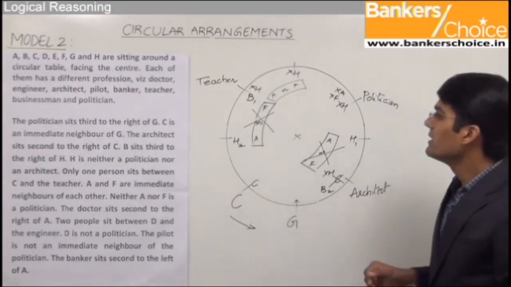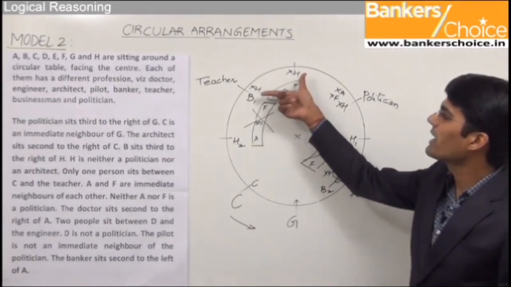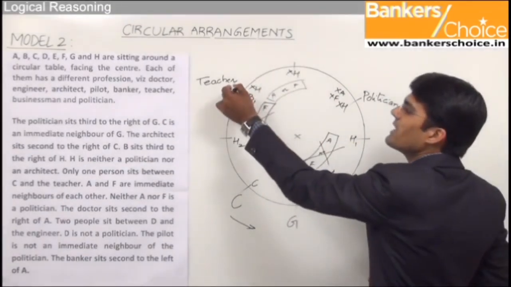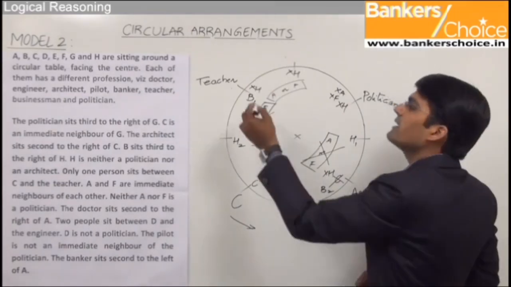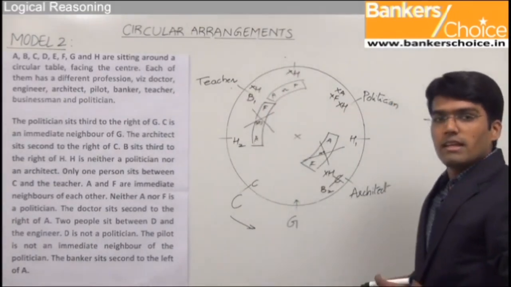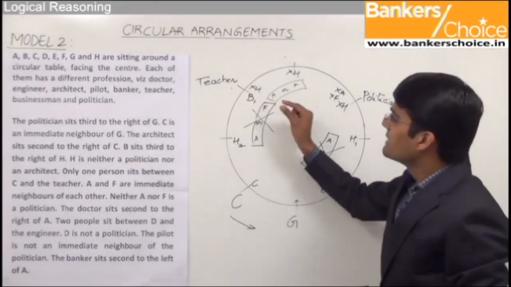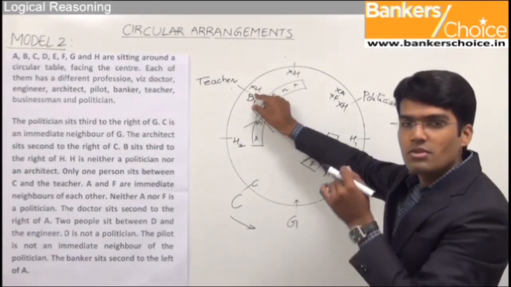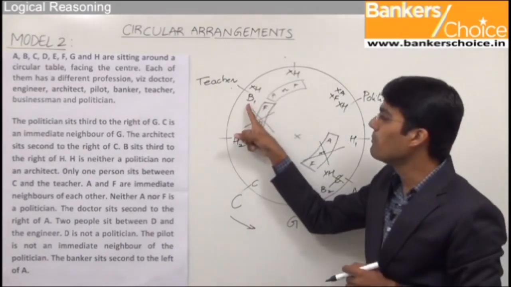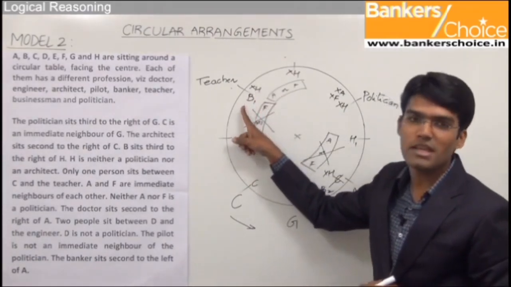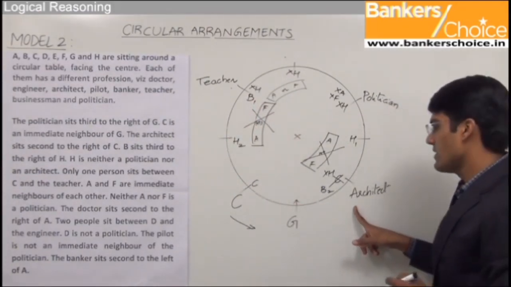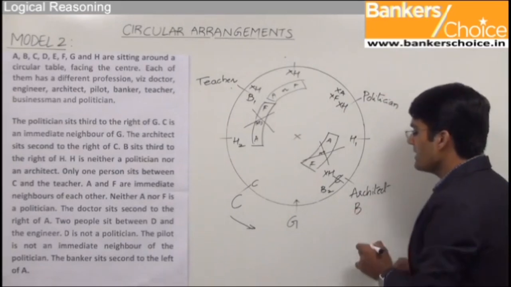So very clearly, the only possibility for A and F to come together are these two positions. So either A comes in this place, F comes in this place, or F takes this place and A takes this place. Now from this point we know that this position, which is already taken by teacher, should either be A or F. That means B cannot come here. If B cannot come here, the only possibility for B is this position. So we can now say that B will be coming in this place.